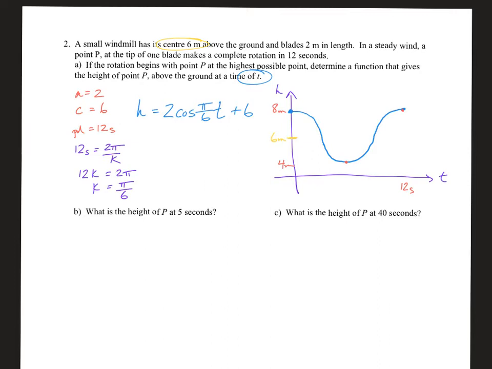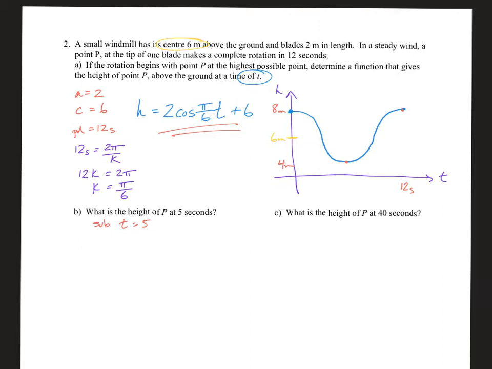Okay, let's take a look at problem B. What is the height of P at 5 seconds? So we're asking, what is the height of P at 5 seconds? Now, I would hope that we would all be good that once we had the equation of the function, you could simply sub in t equals 5. But I am going to have some people that have a little bit of an issue for a second.